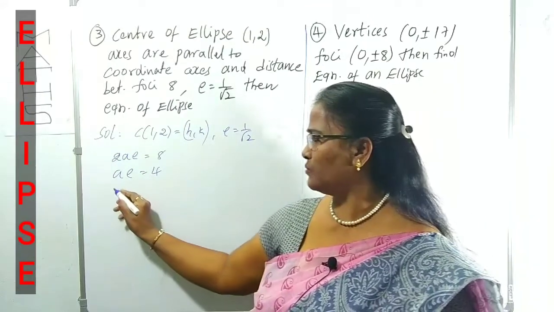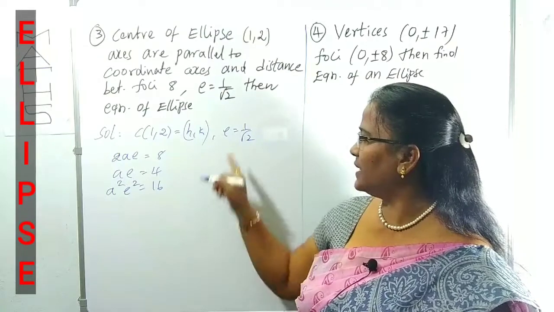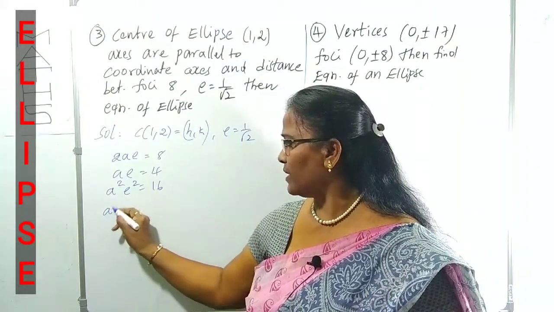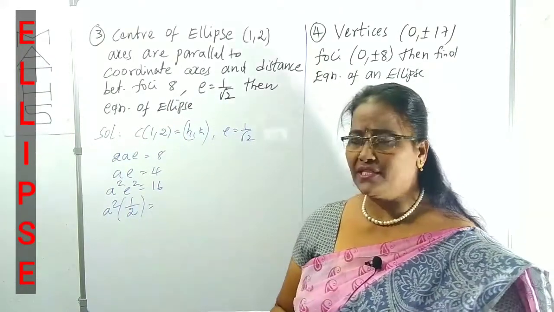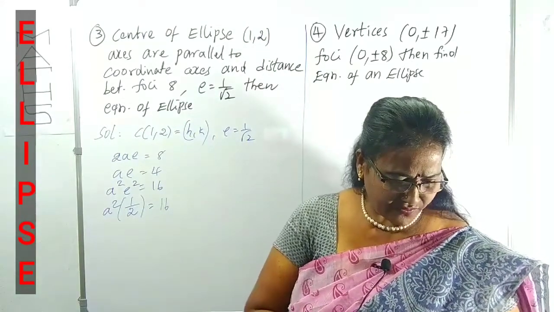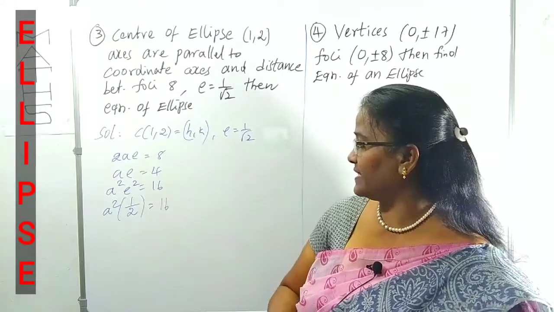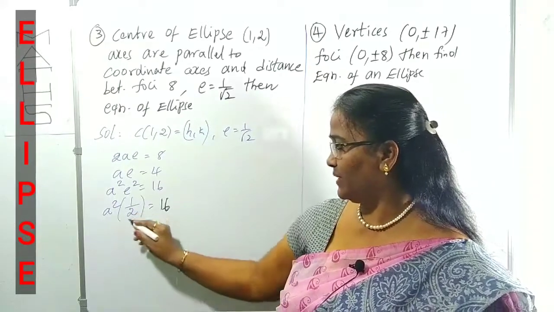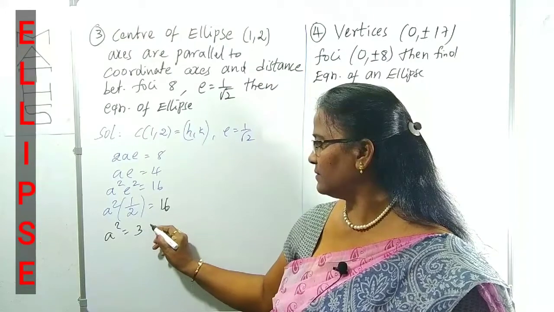Take the squaring on both sides. a square e square is equal to 16, right? Already the e value is 1 by root 2. Therefore, a square times e square, which is 1 by 2, is equal to 16, right? Wait for a second, we'll change the pen. Right, a square by 2 is 16, so a square is 32.